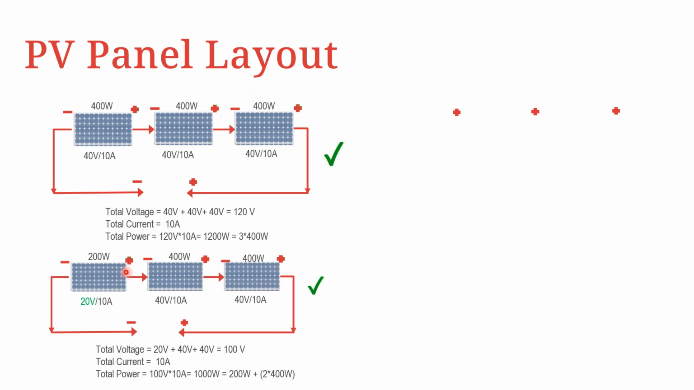The second example is where you are using a 200-watt module, which has only a 20-volt rating, but it still has the same 10-amp rating. So this will again give you an open circuit voltage of 100 volts. Again, the total current is 10 amps. So this is then 100 volts by 10 amps, which is 1 kilowatt, which equates to 200 watts plus your 2 by 400-watt modules.